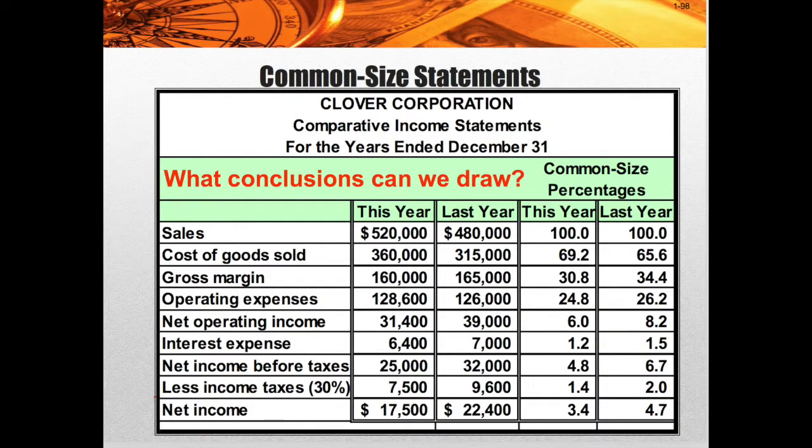We can also look up here under cost of goods sold. This year we had $360,000 worth of cost of goods sold against 520 sales. Last year was 315 against 480. So our cost of goods sold went from 65.6% last year to 69.2% this year. So we sold more, but the cost of selling more not only went up in number, but it went up in percentage. So we're spending more to produce those sales. The cost of goods to build those products went up by looks like almost 4%, which is significant.